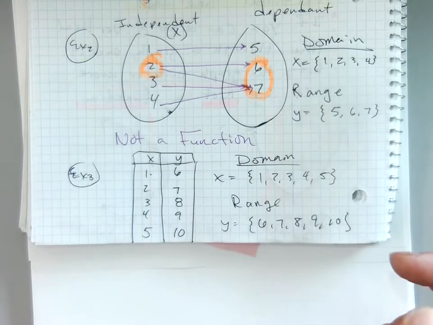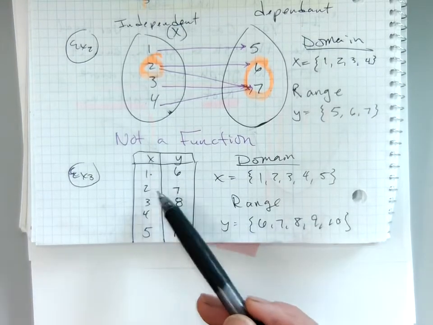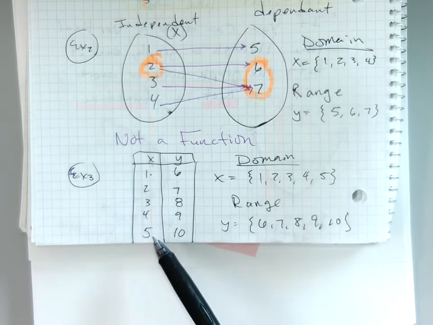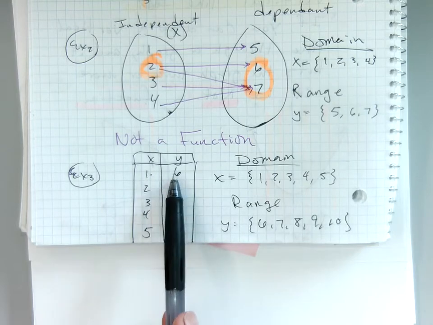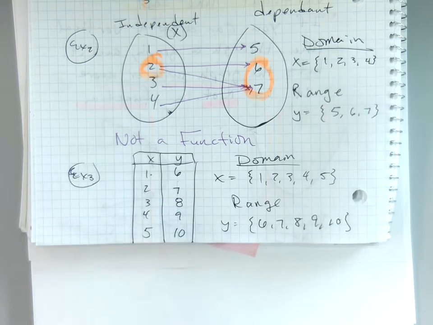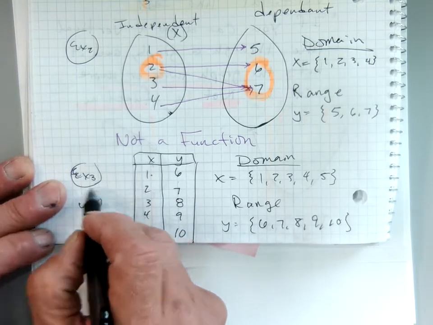Then we looked at the chart. We got 1 goes to 6, 2 goes to 7, 3 goes to 8, 4 goes to 9, 5 goes to 10. Every x value has exactly one y value. So yes, this one's a function.